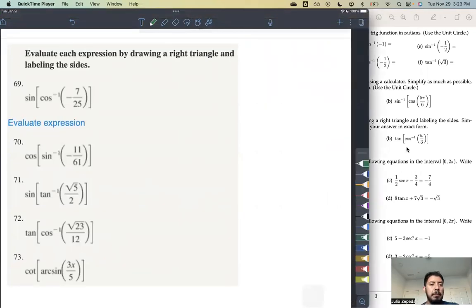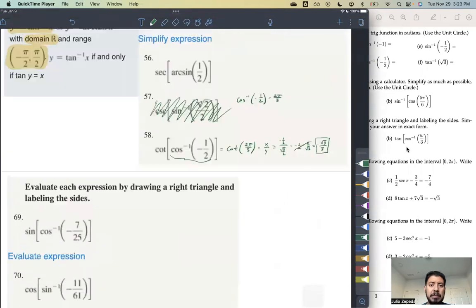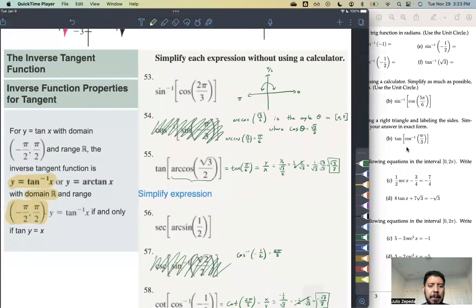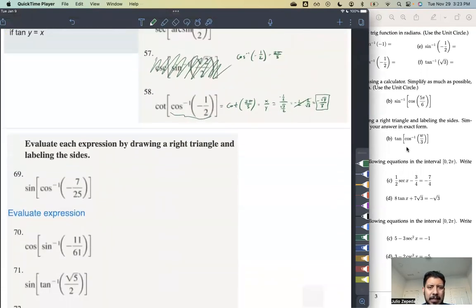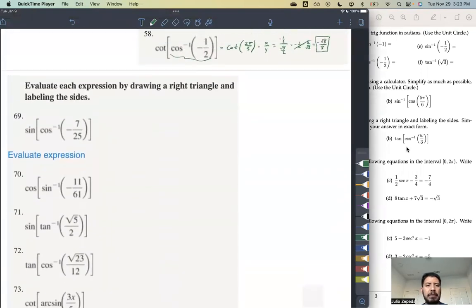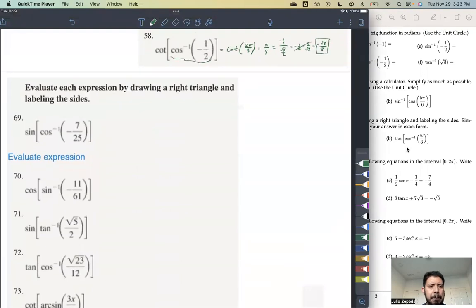This one here, we won't be able to use the unit circle. And actually, we can do a bunch of these without the unit circle, but it could be easier with it. You would have to have some things memorized. So let's take a look at this one. This one, you can't use the unit circle anyway. So let's test our understanding of these inverse trig functions by looking at this one here.